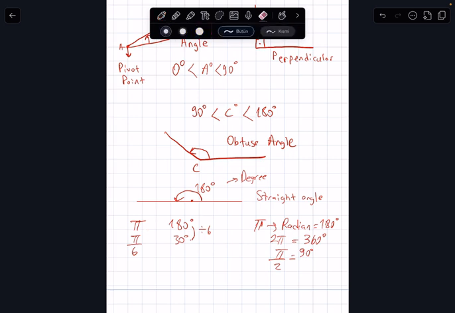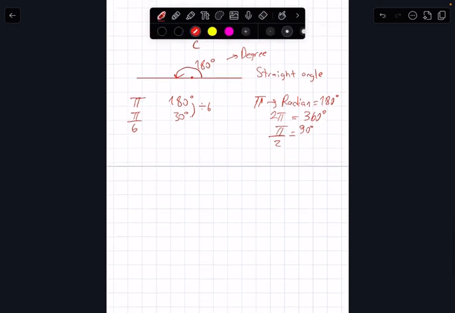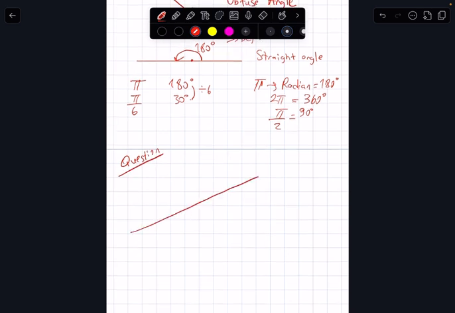Okay, classifying angles, we said. What else? Let's do one question about angles. Then we are going to turn back to trigonometry, but I'm just trying to teach some basics here. Okay, let's say that we have two lines intersecting with each other.